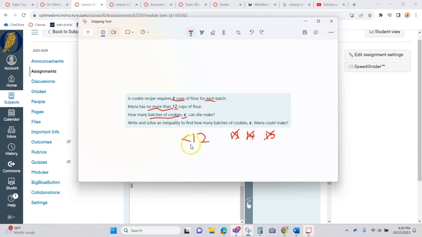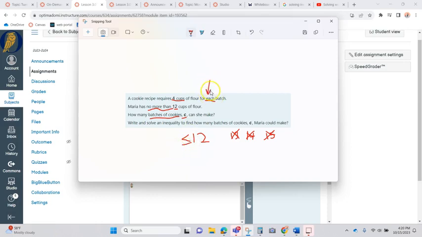Now let's talk about if it's an or equal to bar. Is 12 no more than 12? 12 is not more than 12. So, I think it would be an or equal to.